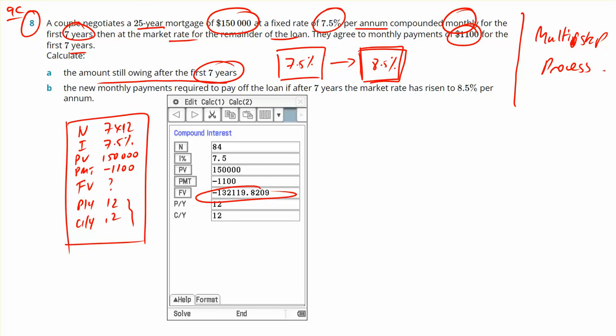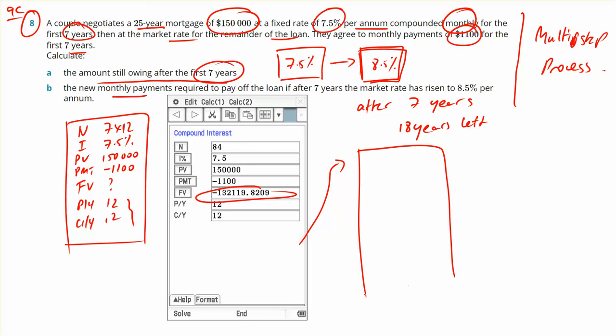Now we want to find the new monthly payments required to pay off the loan after 7 years. So 7 years have passed, and we've still got how many years left in the loan? 25 minus 7 is 18 years left. So I'm going to put certain values into my financial solver. Now my N is 18 times 12, because we've still got 18 years left, and in months you need to multiply by 12. My interest rate now is 8.5%.